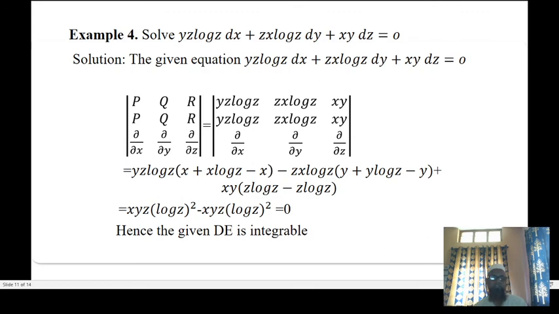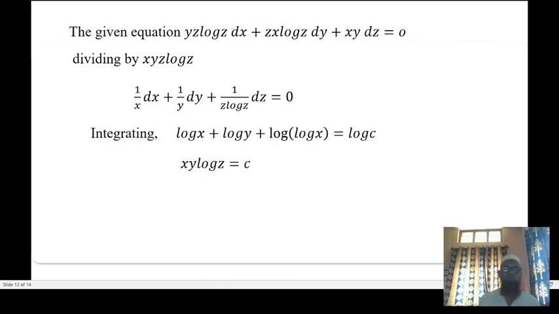So x plus x log z, so minus del by del y of xy is x. Next minus zx log z into del by del z of y, yz log z, again product rule. So y plus y log z minus y plus xy z log z minus z log z. So x and x cancel. So xyz log z whole square minus xyz log z whole square. Both terms are cancelled, equal to 0. Hence the given equation is integrable.